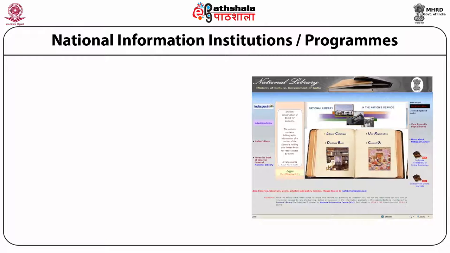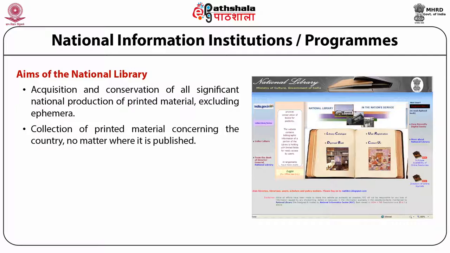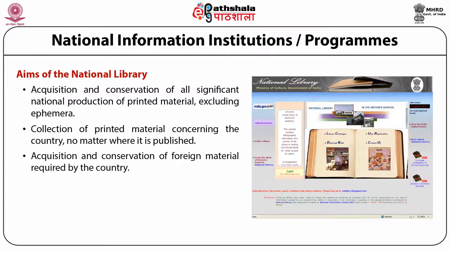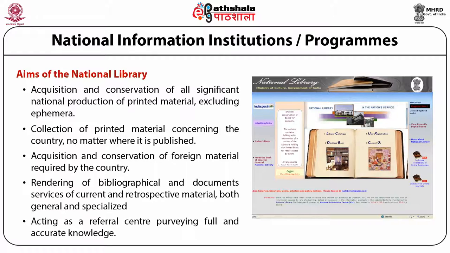As you can see in this screenshot of the National Library, which is constituted by the Ministry of Culture, Government of India, under the governance of the Ministry of Culture. The aim of the National Library is acquisition and conservation of all significant national production of printed material excluding the ephemera, collection of printed material concerning the country no matter where it is published, acquisition and conservation of foreign material required by the country, rendering of bibliographical and documentation services of current and retrospective material, both general and specialized, and also acting as a referral center, purveying full and accurate knowledge.